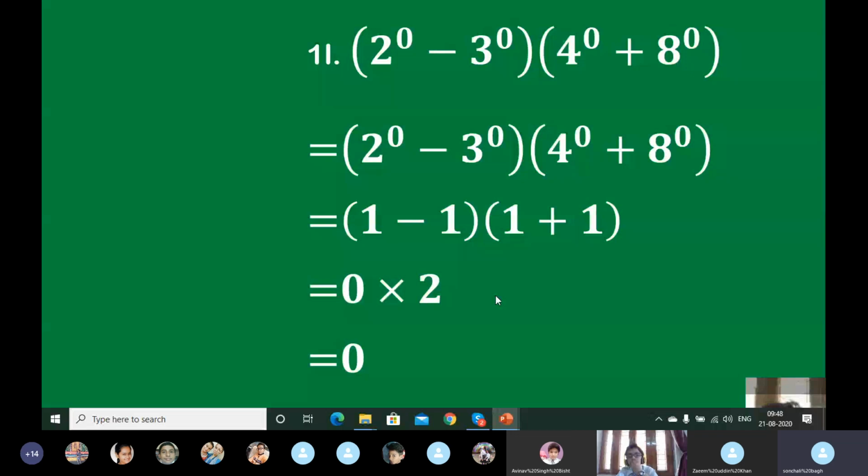1 minus 1 is 0. We don't have to check the next part also, because anything multiplied by any set of numbers will give you a 0. Right? Okay. Let's move to the next one.